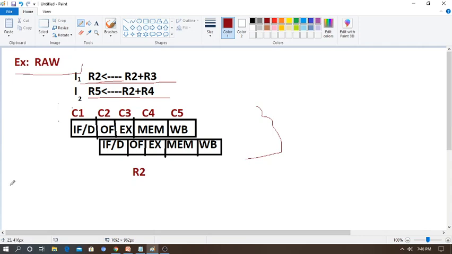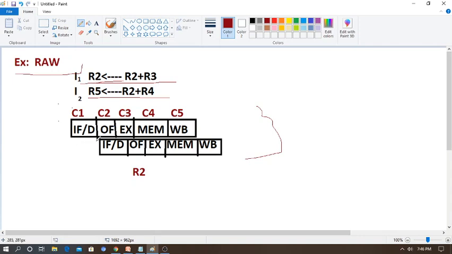Listen carefully. Here first we want to execute the first instruction, R2 = R2 + R3, so I want to execute the I1 instruction. It will fetch the instruction and the operand, execute it, take the result in memory, and at last write back the result to R2. Now the problem is what?